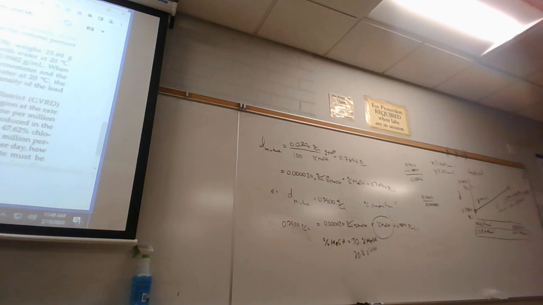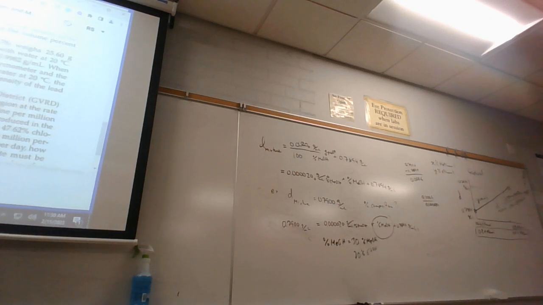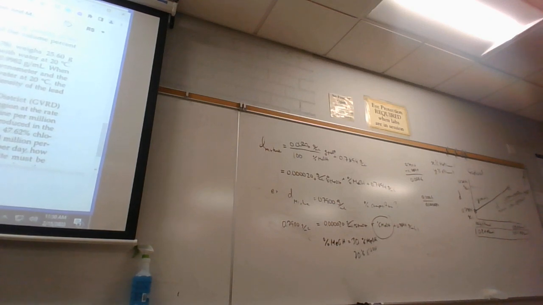A picnometer CX78 weighs 25.60 grams empty and 35.55 grams when filled with water at 20 degrees C. The density of water at 20 degrees C is 0.9982 grams per milliliter. So we can get the volume. We can figure out the mass of water. From the mass of water, we get the volume of water. From the volume of water, we get the volume of the picnometer. When 10.20 grams of lead is placed in the picnometer, and the picnometer is again filled with water at 20 degrees C, the total mass is 44.83 grams. What is the density of lead in grams per cubic centimeter?